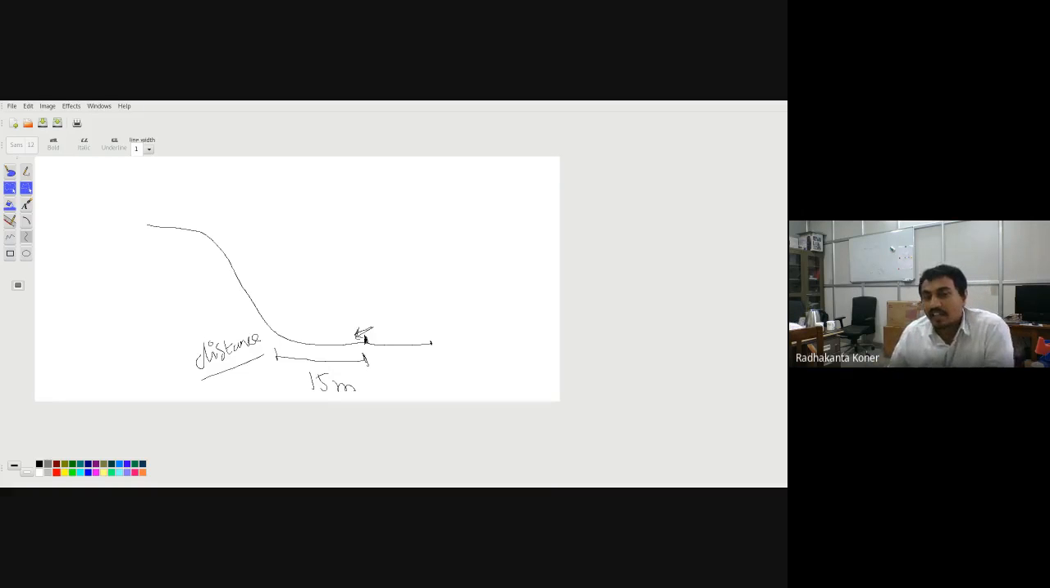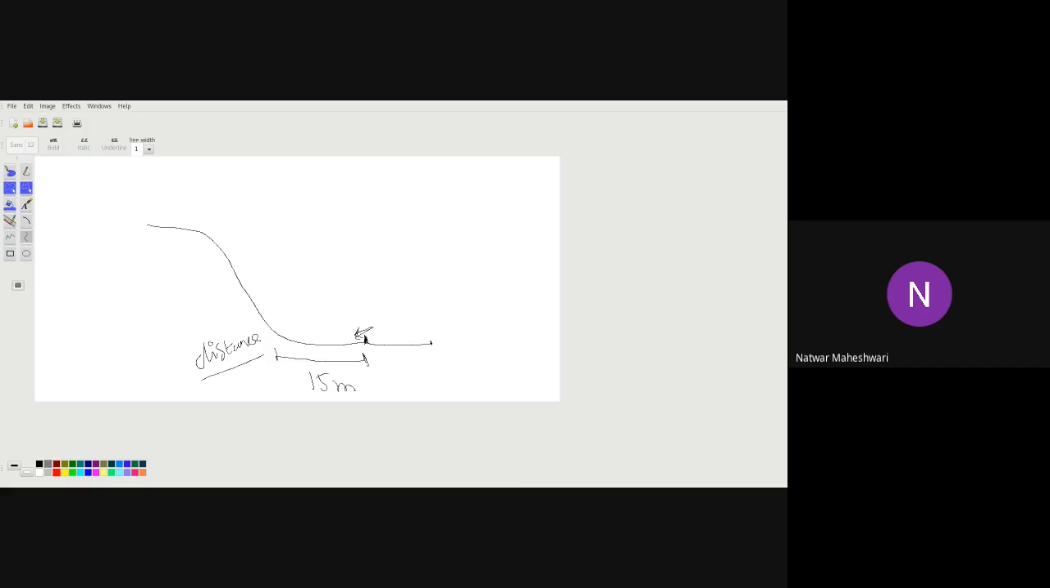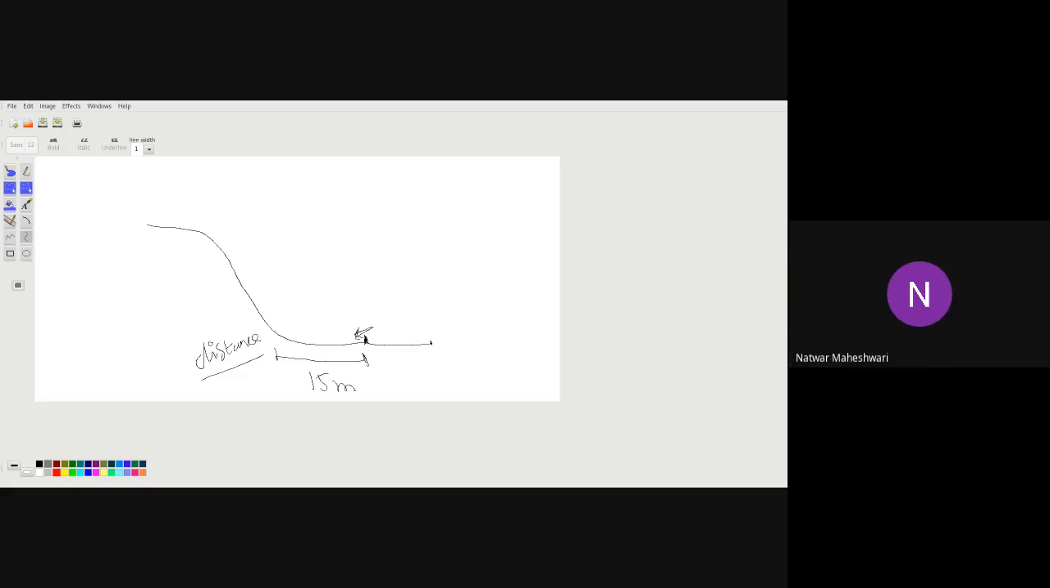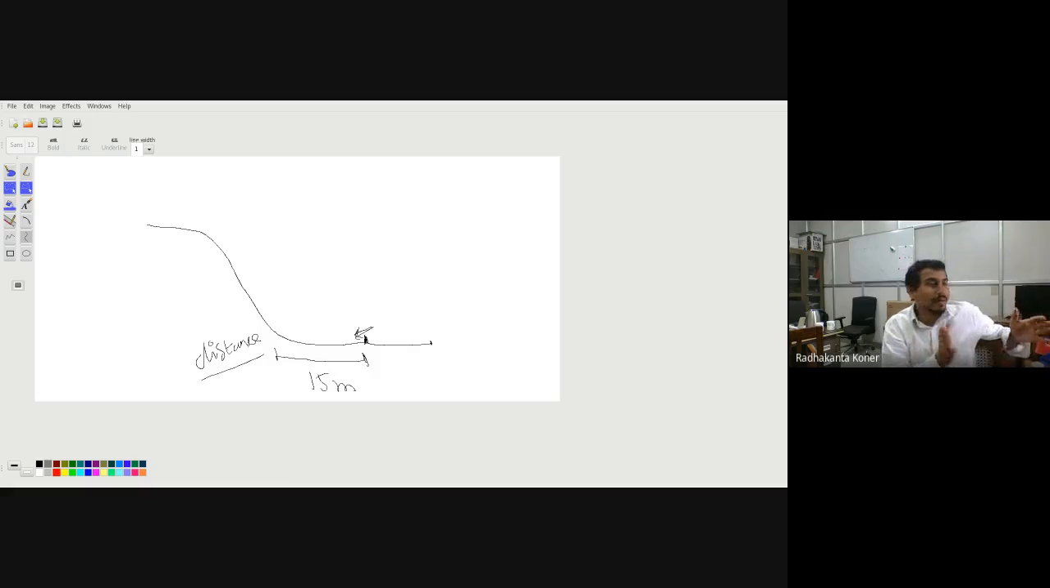Now is it clear? It is like a barrier to not enter on this side. Yes, this is marking for the miners not to enter this zone. Yes, you are right.